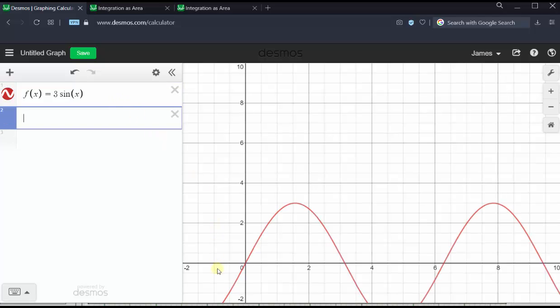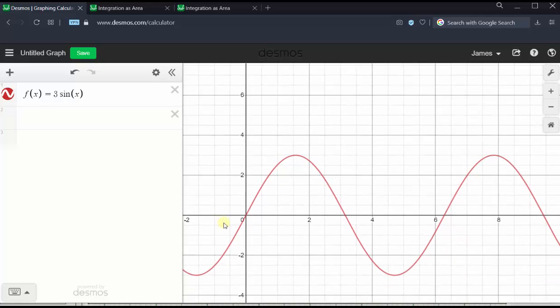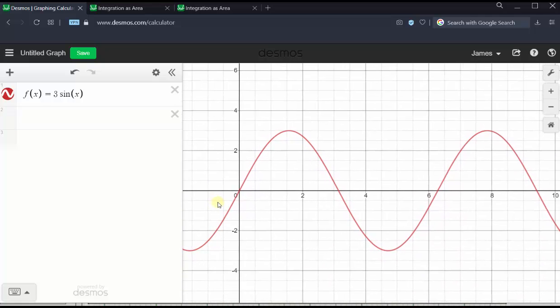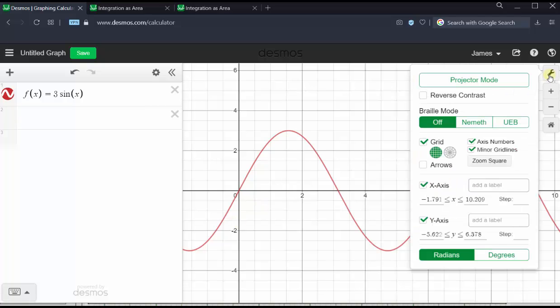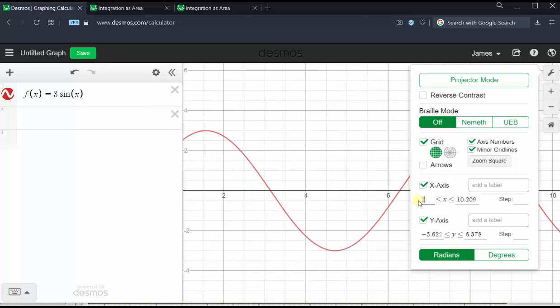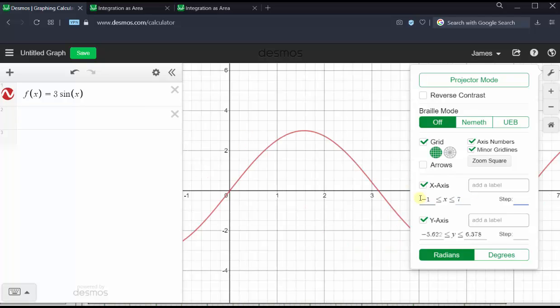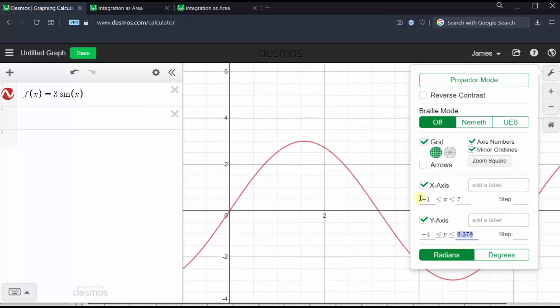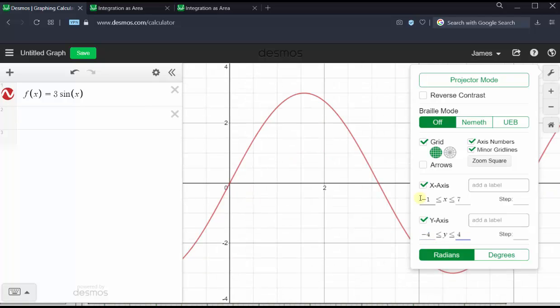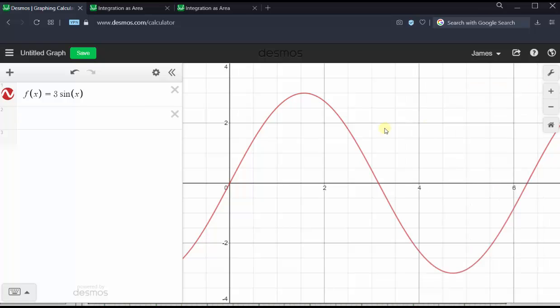Let's click, hold, and drag the graph into a new position. And from here, let's go ahead and adjust the window. Let's click the wrench. Let's change the x-axis from -1 to 7. And let's change the y minimum to -4 and the y max to +4. Let's go ahead and close this window.